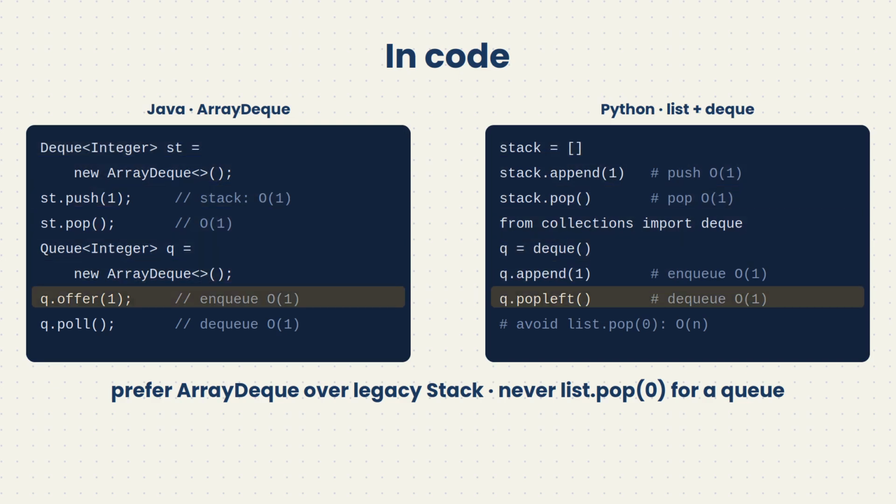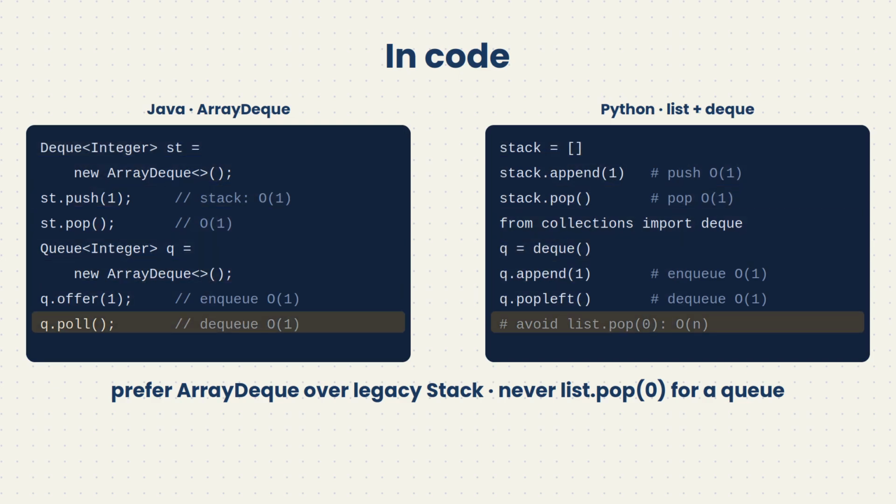In code, both languages give you these for free. In Java, the recommended tool for both is Deque. Push and pop for a stack, offer and poll for a queue, and prefer it over the old legacy Stack class. In Python, a plain list works perfectly as a stack with append and pop. But for a queue, do not remove from the front of a list because that is O of n. Instead, use collections.deque with append to enqueue and popleft to dequeue, both O of 1.